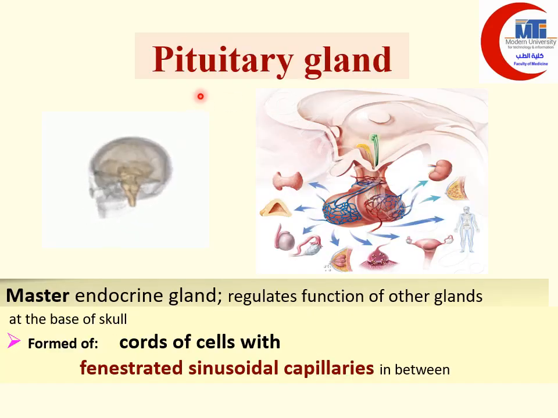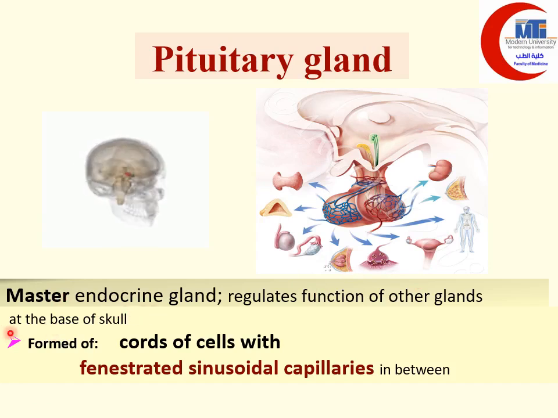Pituitary gland. Pituitary gland is the first gland which we're going to study in the endocrine glands. Pituitary gland is called the master endocrine gland. Why is it called master? It's called the master endocrine gland as it regulates the function of other glands. As you see, this is the pituitary gland, and it regulates the function of other glands. So it's called master endocrine gland.